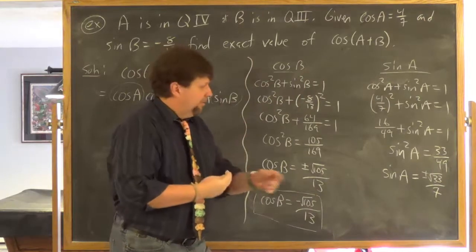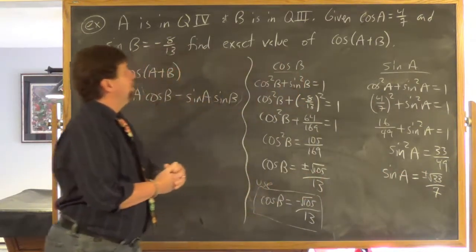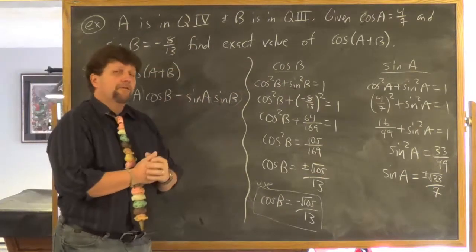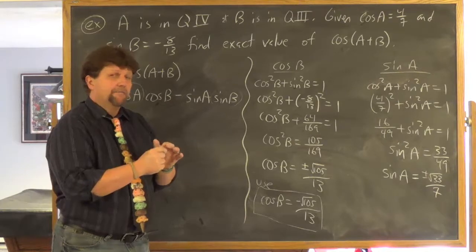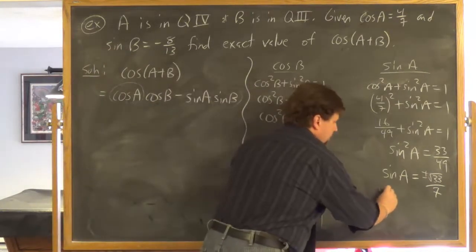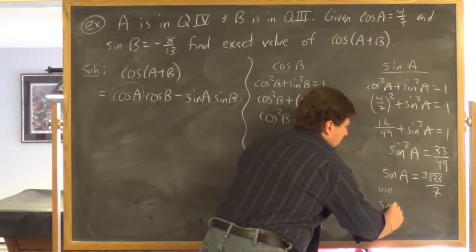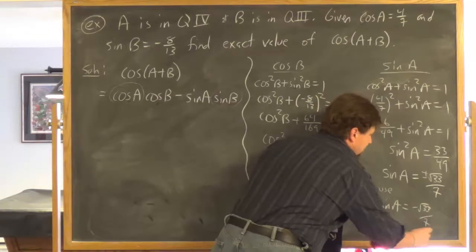But for this problem, which one am I going to use, the positive or the negative? Well, A's in quadrant 4. In quadrant 4, I know the cosine is positive, but sine is negative. So for this problem, I'm going to use the sine of A is the negative square root 33 over 7.